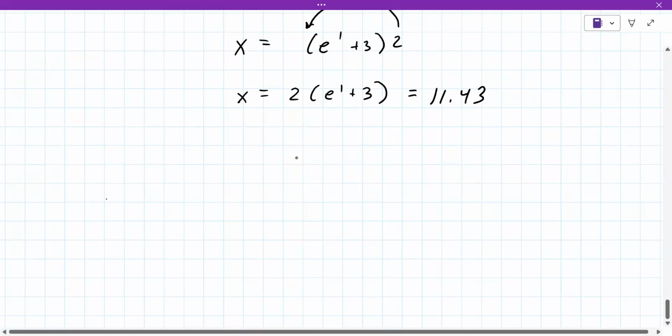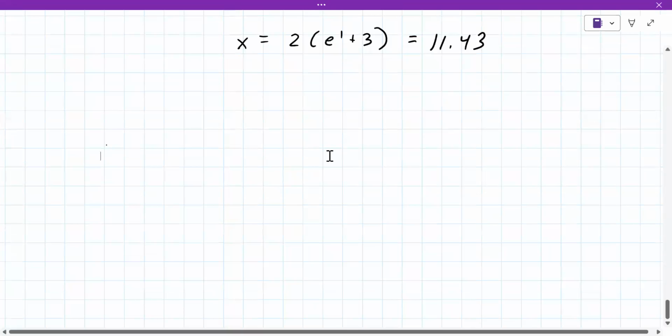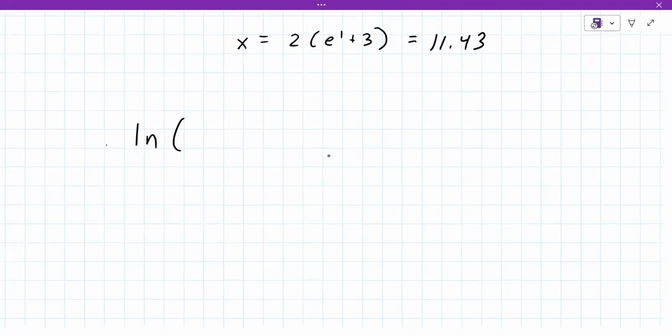The next thing here is a problem like this. Natural log of 2x minus 1 equals 3. I'd like you to try solving this, please.